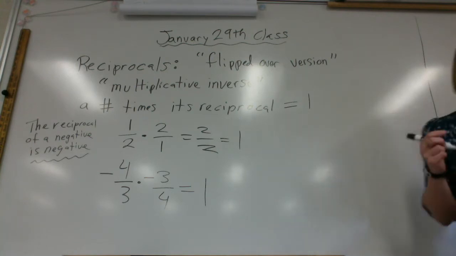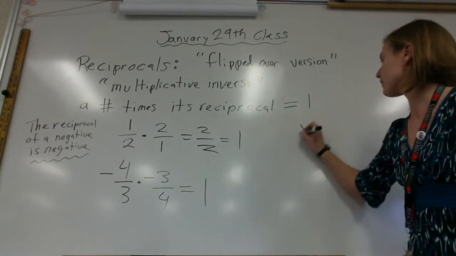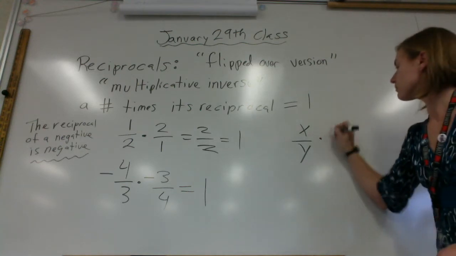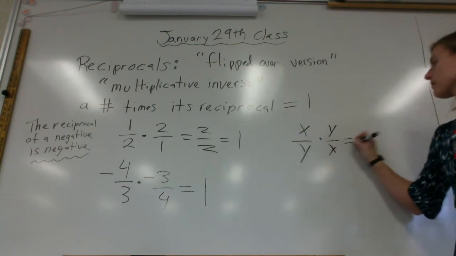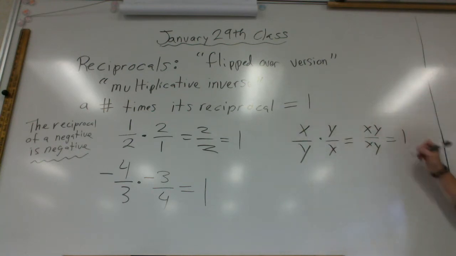All right, now what if I have variables? What if I have x over y? Joey? The same thing applies, you can times it by y over x. Oh. Y over x, because that's going to be xy over xy, which is 1. So even if you have variables, it still applies. Same thing.